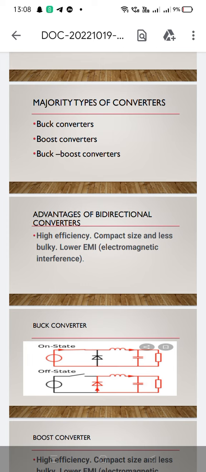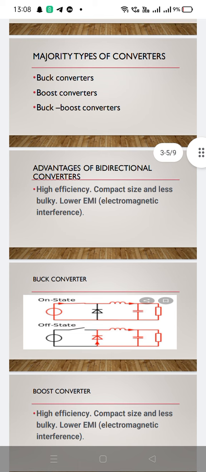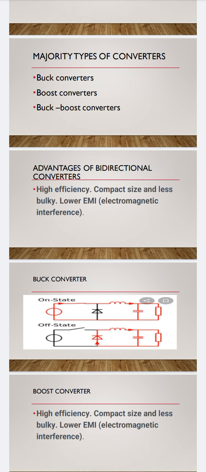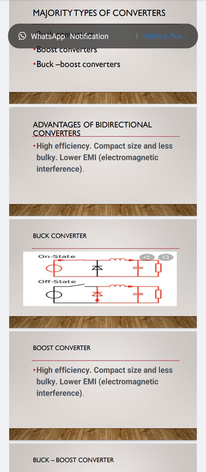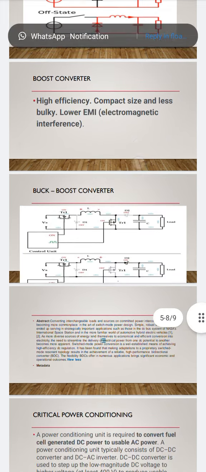Advantages of bidirectional converters are high efficiency, compact size, less bulky, and lower EMI. Here bidirectional DC to DC converter means converting one form of DC into another form of DC. A converter, a chopper, means fixed DC to variable DC. Variable DC means we vary the output voltage depending upon the value of the inductor and capacitor, etc.